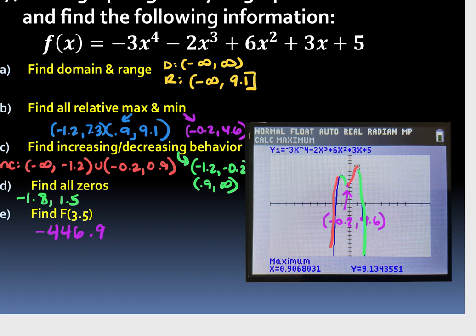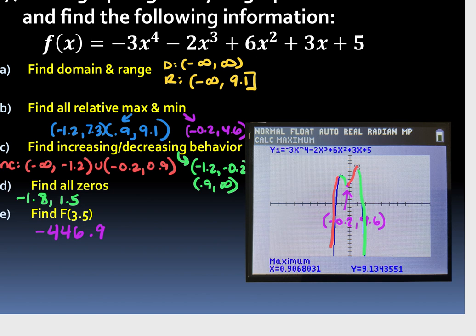And I would say almost the first thing you would want to do if you saw this is figure out your max and mins because that helps with your range. It helps with your increasing, decreasing. So maybe answer that question first. The max and mins, there were 2 relative maxes, negative 1.2 and 7.3, and 0.9 and 9.1. I didn't tell you to round to the nearest tenth on this, but it will on your test.